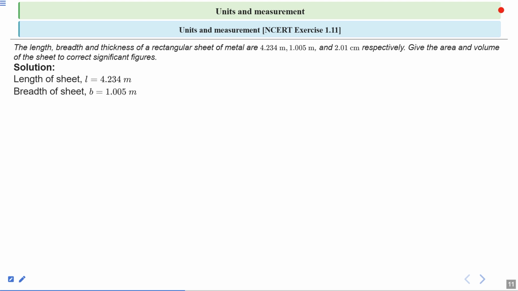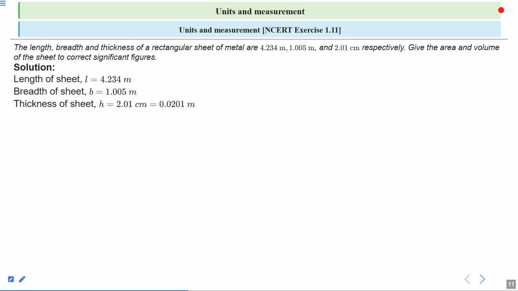So length equal to breadth equal to, okay. What we are doing is, instead of changing this into centimeter, we are changing 2.01 centimeter to meter. So this has 4 significant figures. This also has 4 significant figures, but H, the thickness, has only 3. So both volume and area should have only 3 significant figures in the final answer.